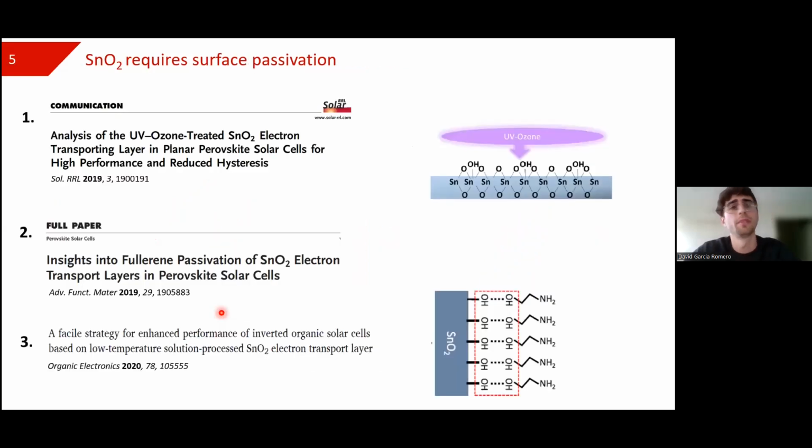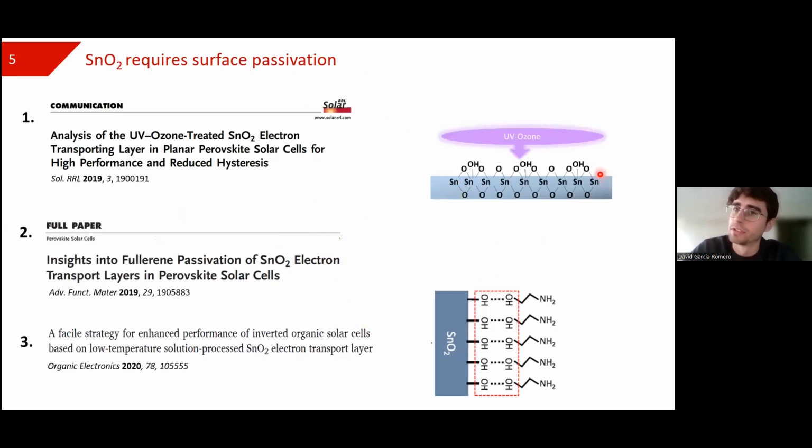So we went into the literature to explore what other people did with tin oxide, and we were surprised to see that most of the reports on tin oxide are actually on passivation. Everyone who has worked with tin oxide, mostly in the field of OPV but also quite a lot in perovskites, claims there is a consensus that tin oxide, and in particular this alpha tin oxide, requires a surface passivation.